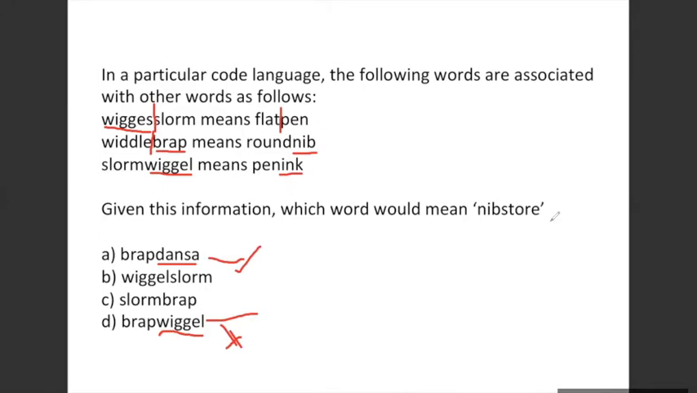Brap dansa, we don't know what store means. By the logic that it starts with brap, because nib means brap, and in the options we have two words, one ending with wiggle and one ending with dancer. And we know wiggle means ink, and that's where only option A stands true of all four, sorry. Is this clear? Students? Yes, ma'am. Okay.